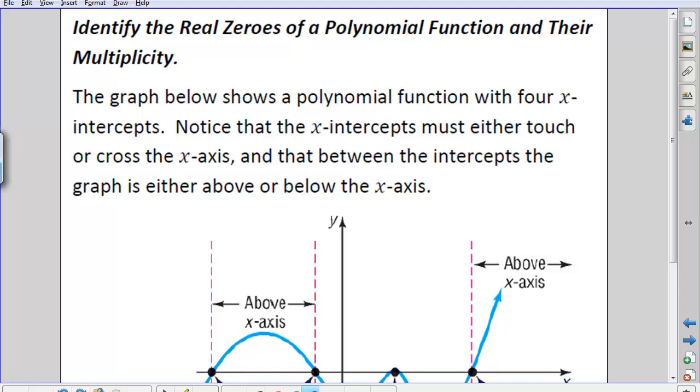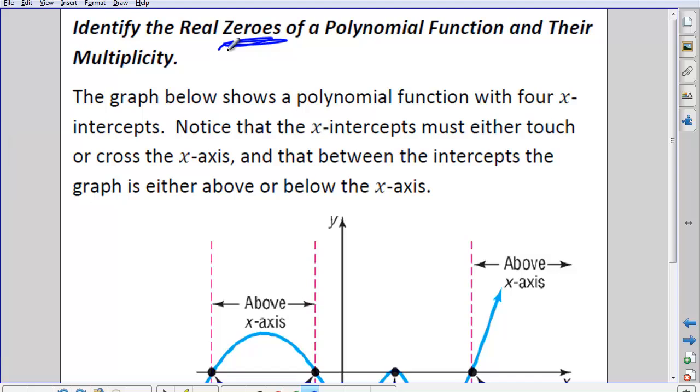Okay, moving on to some more concepts. This next is called identifying the real zeros of a polynomial function and their multiplicity. Now zeros, when we talk about the real zeros of a polynomial function, this is a concept that is really central to what we're going to be doing with polynomial functions in this chapter. So we're going to mention zeros here, and we're going to keep coming back to it again and again and again.